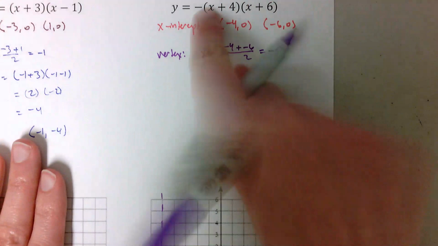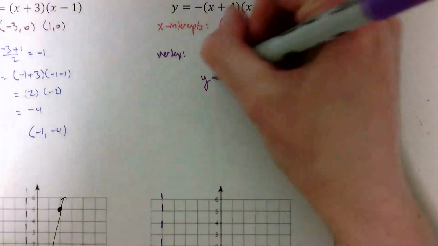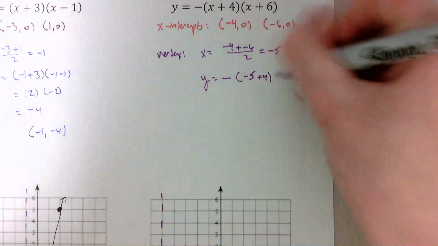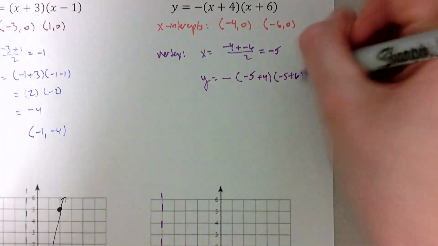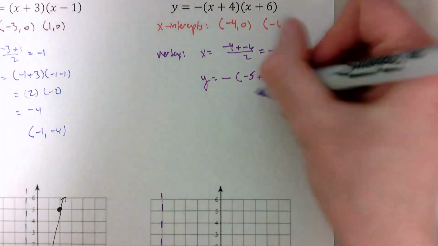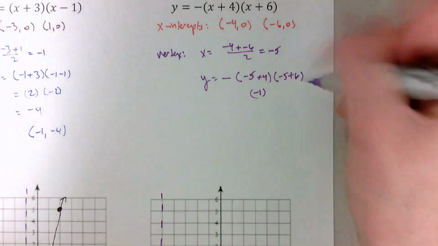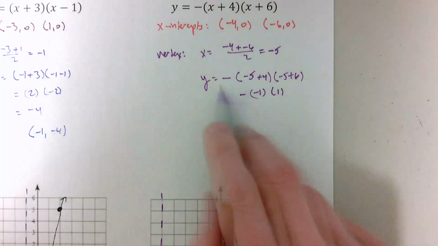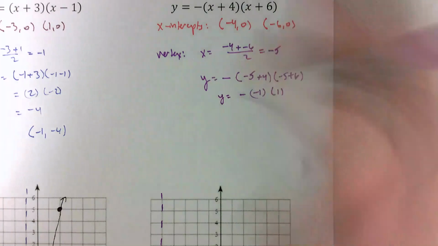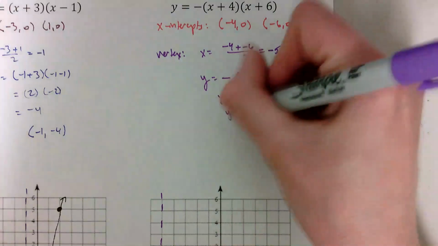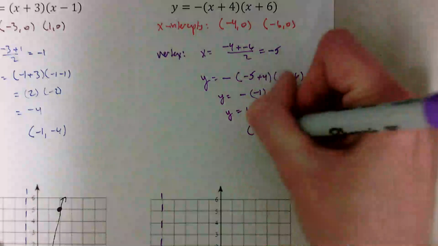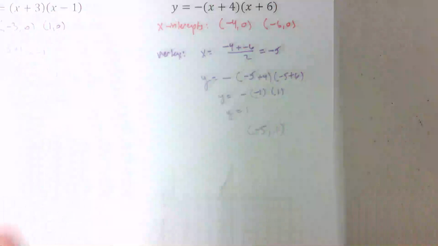All right, and then I'm going to plug the -5 back into this equation. So my y is going to be the opposite of -5 plus 4 times -5 plus 6. -5 plus 4 is -1. -5 plus 6 is +1. And there's that negative chilling out in the front. When I multiply all that together, that's going to end up +1. So my vertex is the point -5, +1.